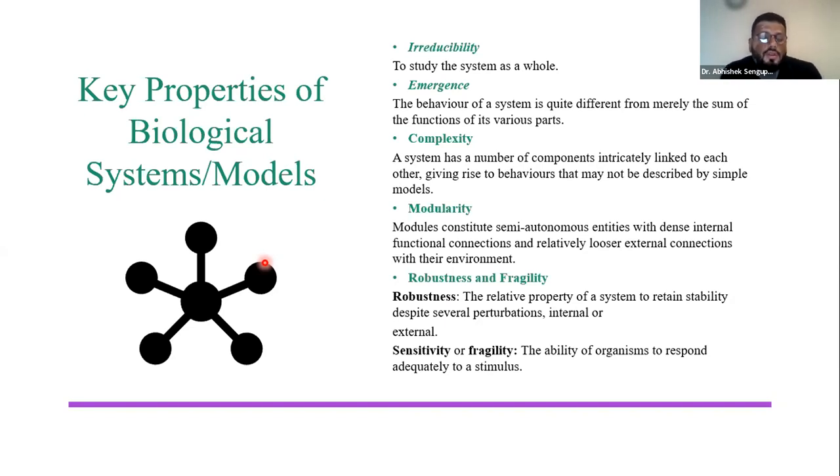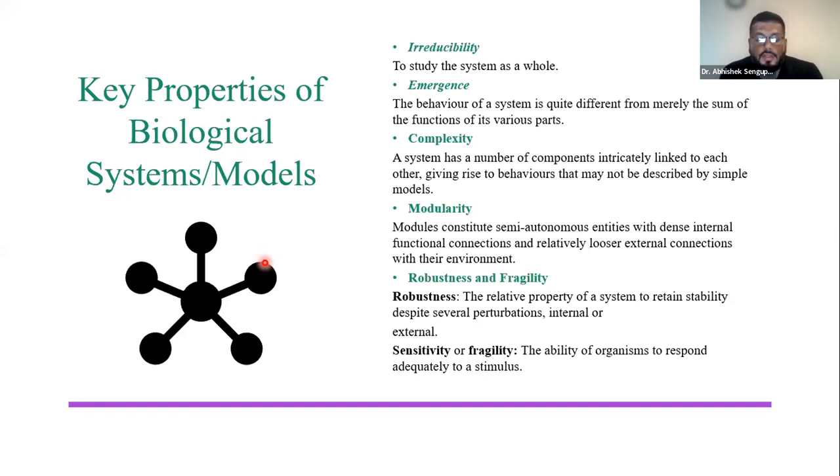Emergence is quite similar to irreducibility, but it is a different property, where systems are composed of individual elements or parts that interact in various ways. In general, the behavior of a system is quite different from merely the sum of the functions of its various parts. This reinforces the need to develop methods to study biological systems at the systems level rather than at the level of individual components, right?